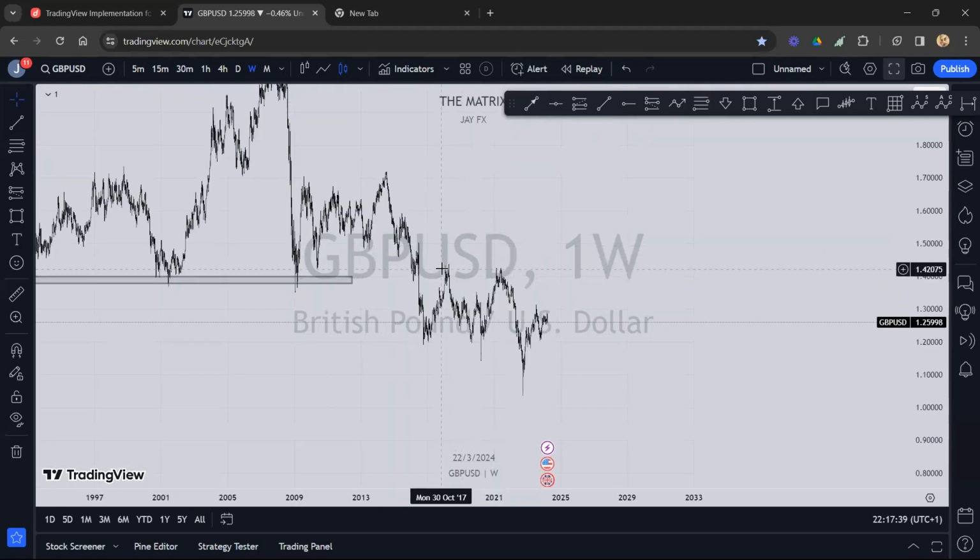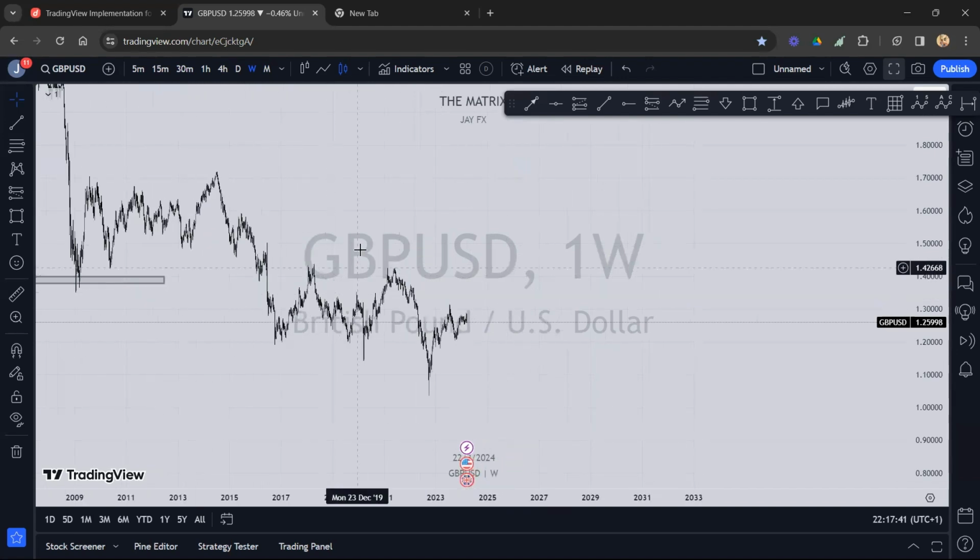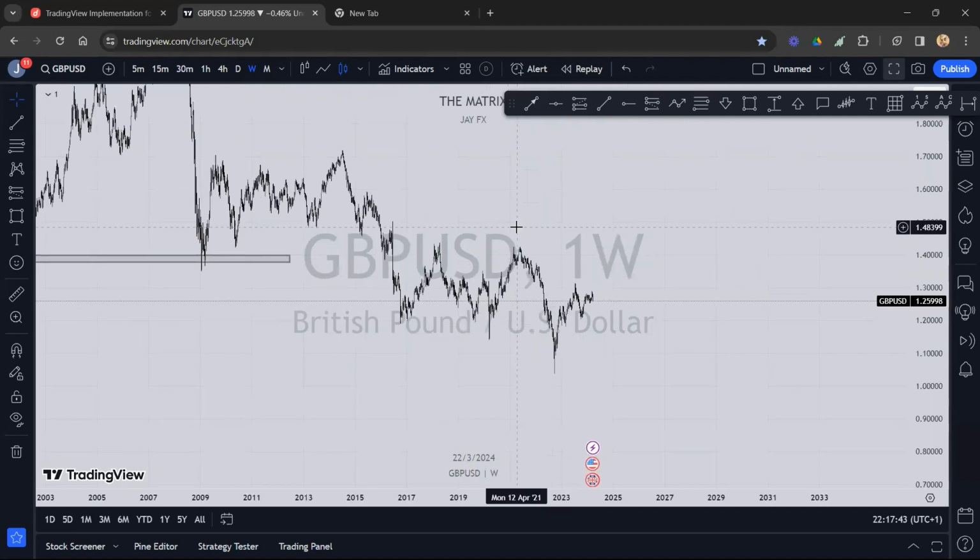Now this is a resistance level. Price had difficulty breaking above this area here. Price got here, it went back down. Price got here, it went back down. This should be a resistance level. So we are going to pull up a rectangle tool and draw resistance level here.